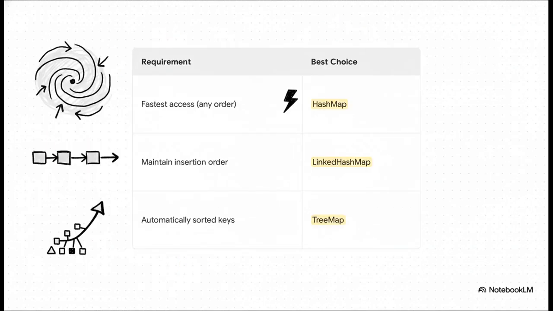So, which map do you choose? Well, the decision process is going to feel very familiar because it's almost identical to choosing a set. If you need the absolute fastest lookup speed and you couldn't care less about the order, hash map is the king. If you need to preserve the order that you put the pairs in, linked hash map is what you want. And, you guessed it, if you need all your pairs to be automatically sorted by their keys, tree map is the one for the job.